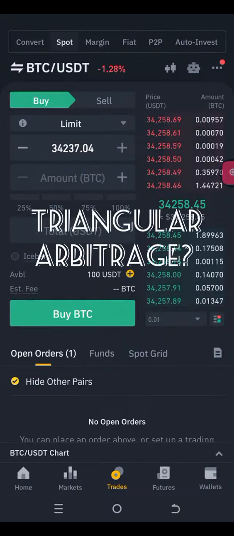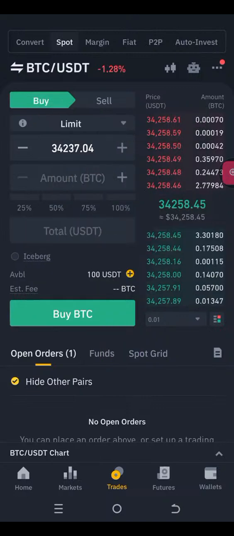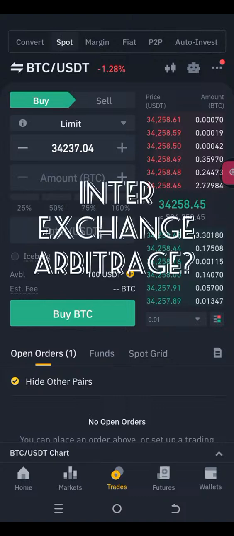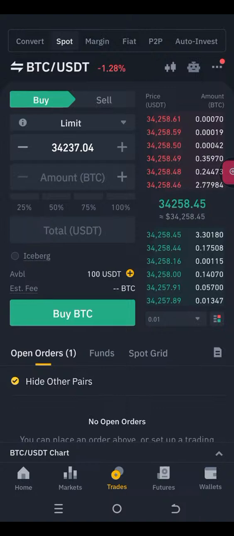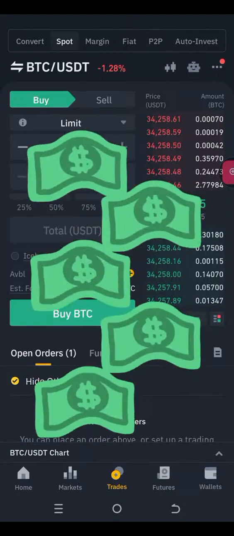Which makes more money? Is it triangular arbitrage, or is it spot trading? Or could it probably be inter-exchange arbitrage? Let's find out. Welcome to Income Strategies, the place where you learn the skills to make money, to multiply your money, and to manage your money.